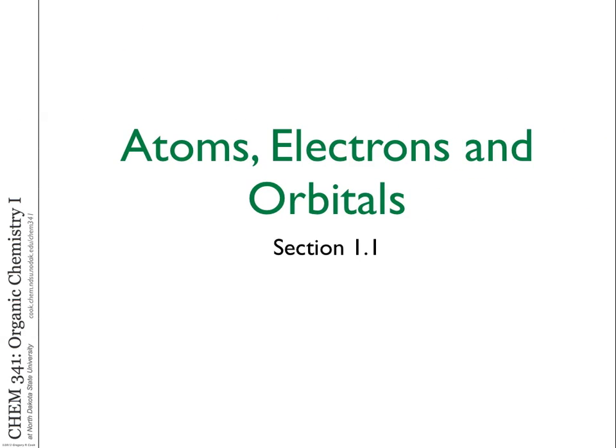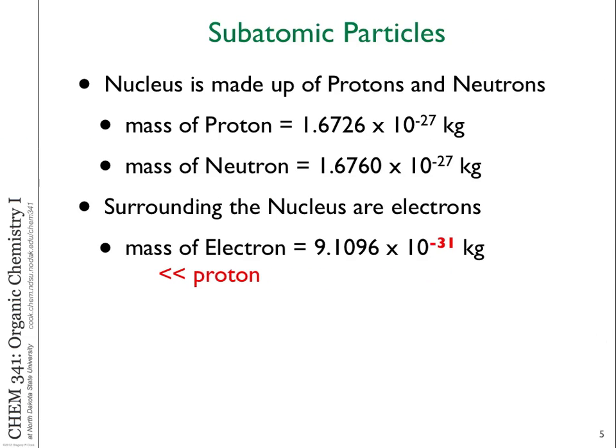In order to understand how organic molecules hold together, we have to understand a little bit about atoms, right? And so hopefully this is nothing new for you. Atoms are made up of protons, neutrons, and electrons, right? So you know a little bit about the properties of these subatomic particles. We know that the mass of a proton is about 1.6 times 10 to the minus 27 kilograms. And neutrons are also about the same mass. So protons and neutrons weigh just about the same.